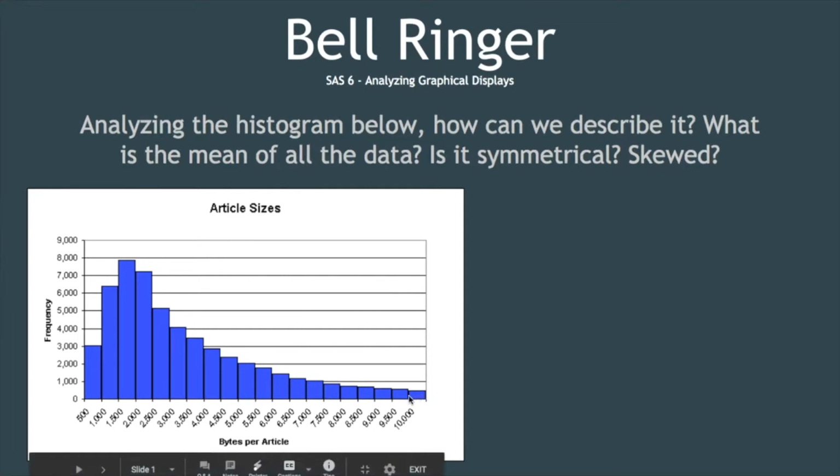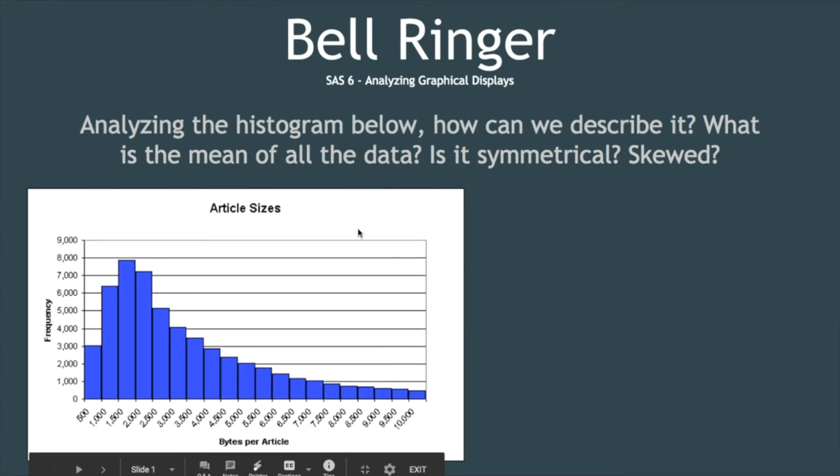You would have to take every one of these columns and find out how many of each in this column there is and multiply the number or the frequency by the bytes per article. And that would find the sum of that and divide by the total number of units there are. That's kind of difficult to do. So we can actually sit here and look. There's a lot of values here, but if we were to try to find a balancing point, it would be somewhere right around here between 1,500 and 2,500, because there's a whole lot of values right here, but then there's a whole lot of values right here, and they're about equal in size.